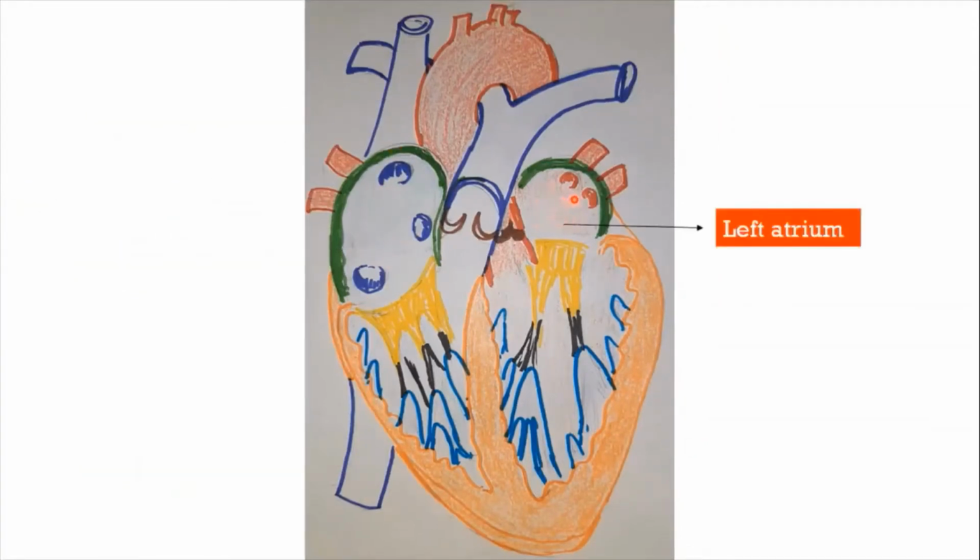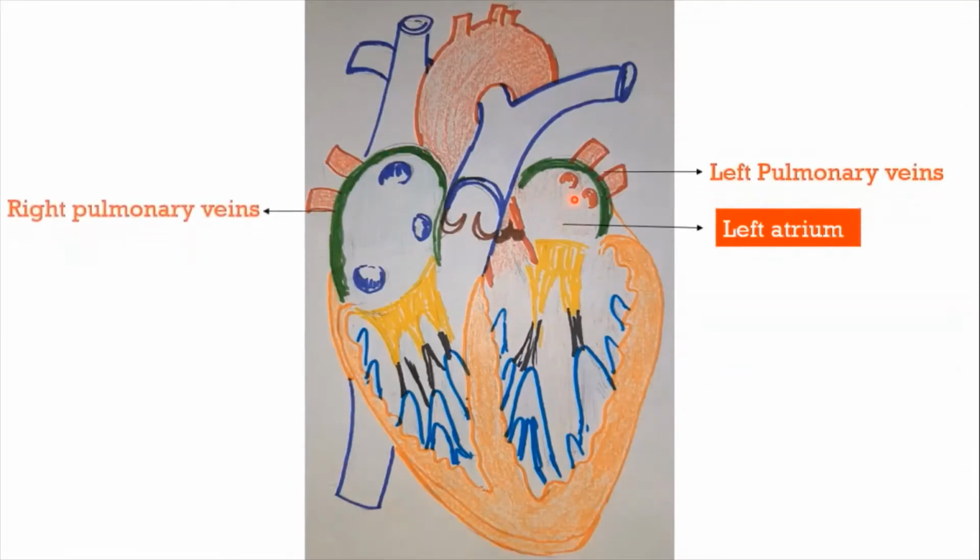This is the left atrium. It receives oxygenated blood through two pairs of pulmonary veins. These pulmonary veins collect the oxygenated blood from the lungs and drain the blood into the left atrium.